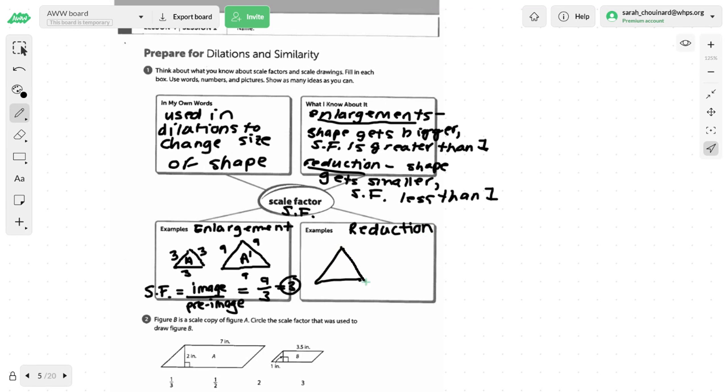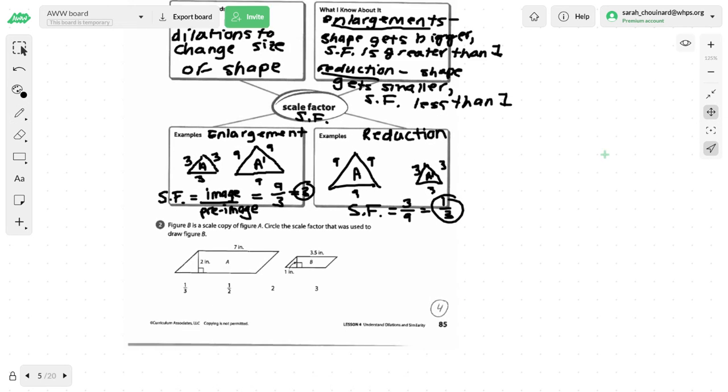If we went the other way around, if we did a reduction, and I had a triangle with sides, oops, no, that's not A prime, that's just A, the pre-image, 9, 9, and 9. And if my image got smaller, A prime was 3, 3, 3, then my scale factor would be 3/9, which is the fraction 1/3. So see how when I got smaller, my scale factor was a fraction less than 1.